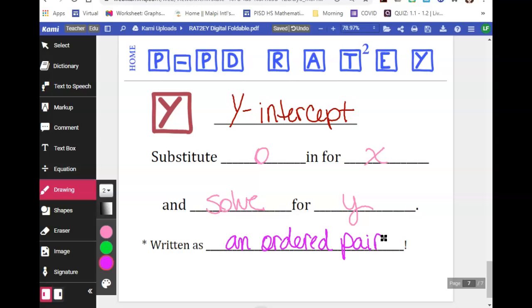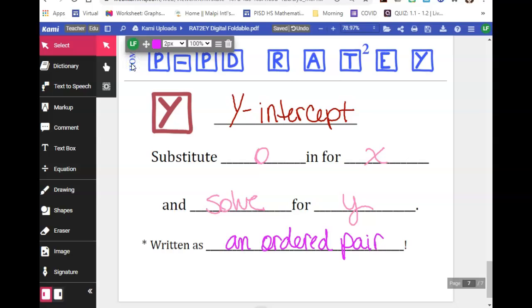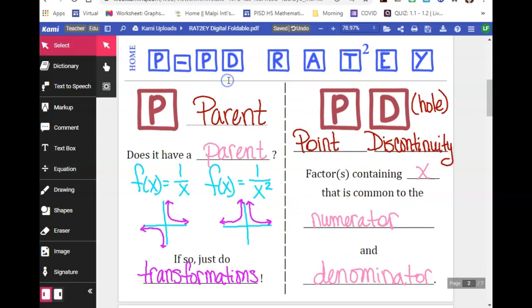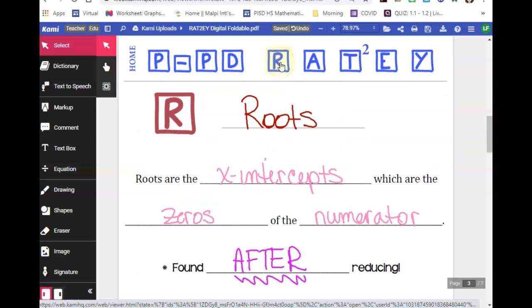So let's go through this again. We can go select, we can go home. Right? And then PPD. It's our parent, which again is not a huge focus for us. Point discontinuity. This definitely is. We're going to have to factor, see if we have factors that contain x that are common to the numerator and denominator. Then R. Those are my roots. I need to find those. And they are found after reducing.